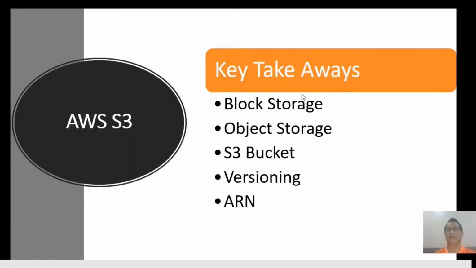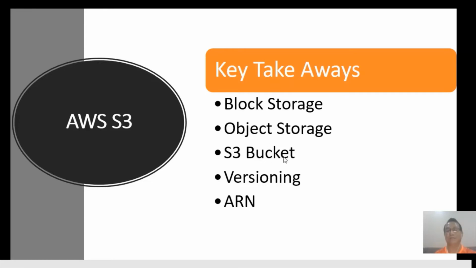Now key takeaways today: block storage, I already said, the data is stored in chunks of similar blocks, like 4 KB or 8 KB. Object storage has no structure. You can put any kind of data into this storage, which is our S3 bucket. Whatever we create in AWS S3 is a bucket, and inside the bucket we put our objects.